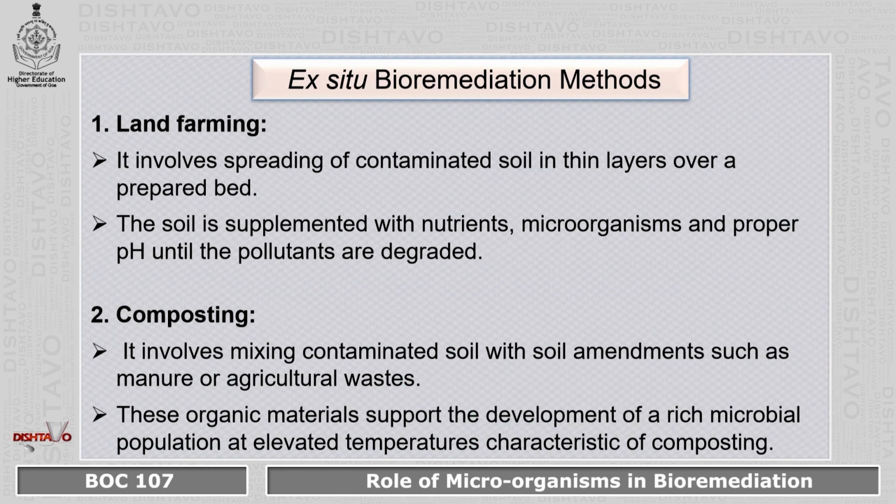What is land farming? It involves spreading of contaminated soil in thin layers over a prepared bed. The soil is supplemented with nutrients and microorganism, and proper pH is maintained until the pollutants are degraded. Next, we have composting. It involves mixing of contaminated soil with soil amendments such as organic manure or agriculture waste. This organic material supports the development of a rich microbial population. At high temperature, these are the characteristics of composting.